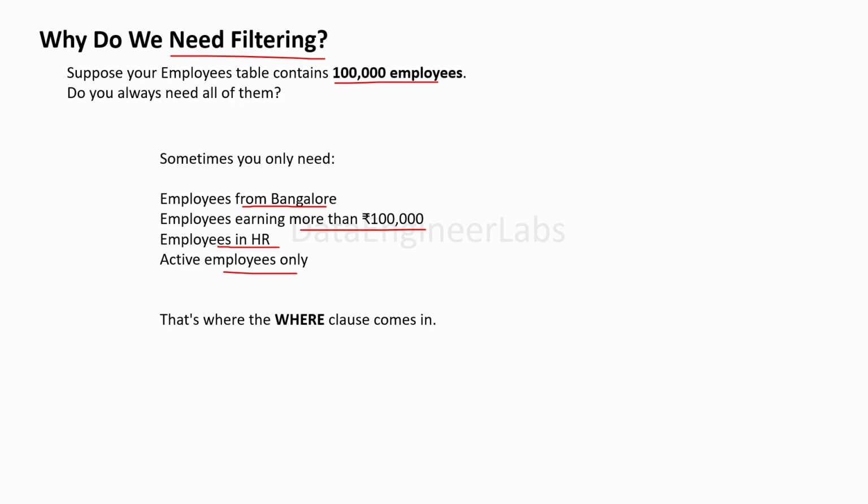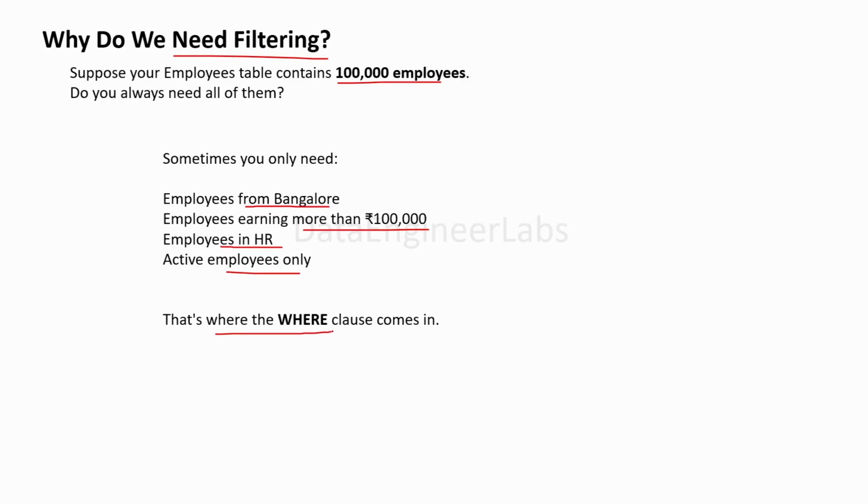Filtering allows us to narrow down our results and retrieve only the data we are interested in. In the real world, this is extremely important because data engineers and analysts are constantly working with large data sets and specific business requirements. So if select answers the question, what columns do I want, filtering helps us answer, which rows do I want? And that's where the where clause comes in.